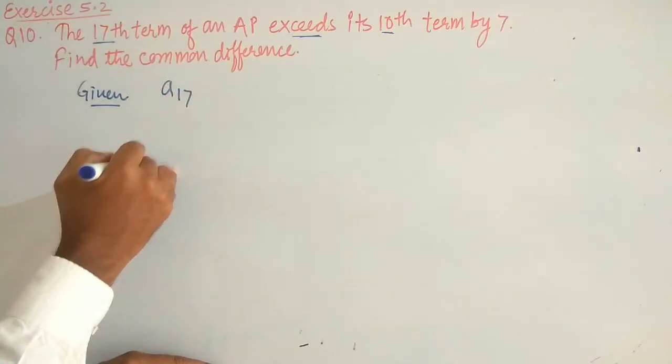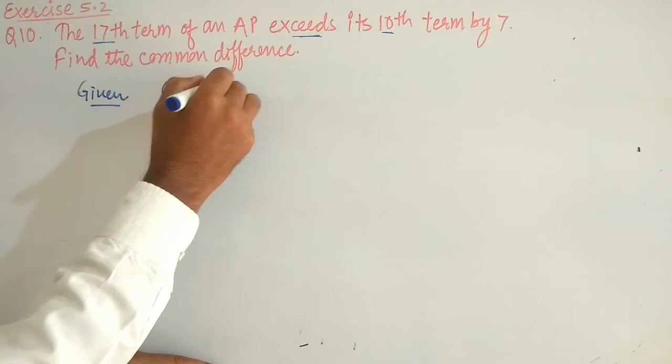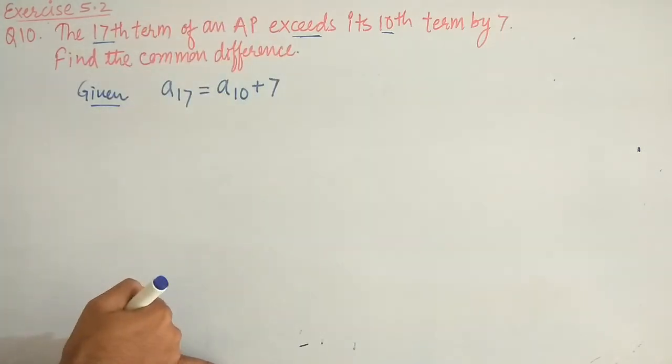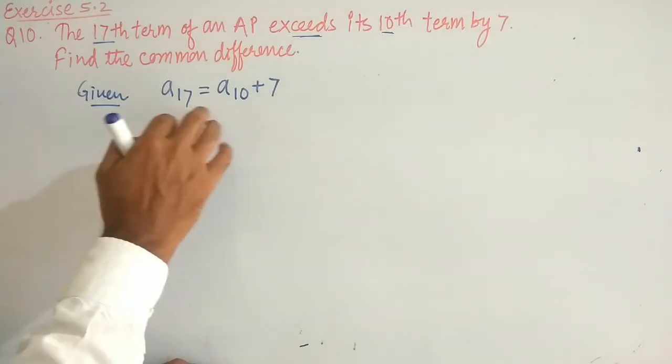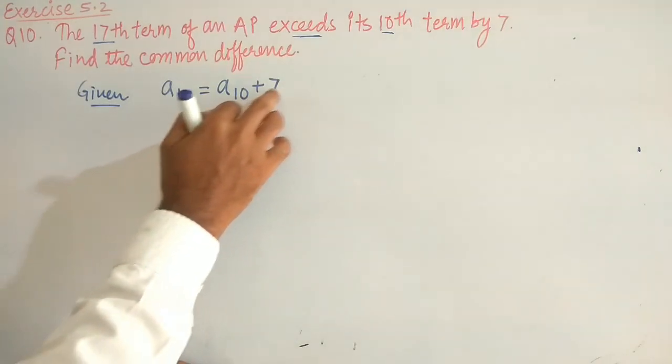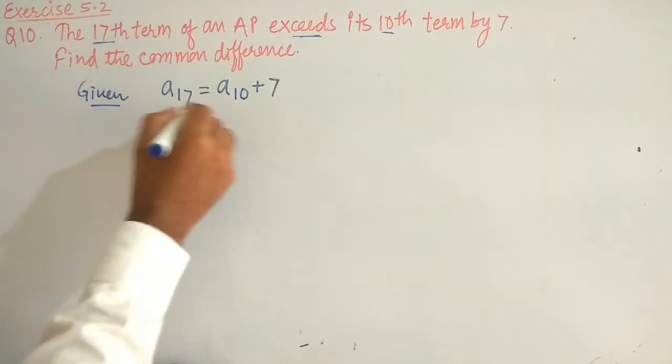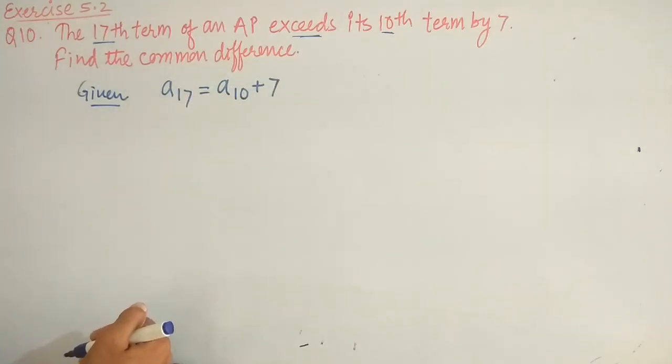17th term. This is the 17th term. ये 10th term से कितना ज्यादा है? 7 ज्यादा है. ओके. एक्सीड या मोर ग्रेटर तो हम क्या करते थे? प्लस. लेस इसमें क्या करते थे? माइनस. ठीक है. तो 17th टर्म जो है 10th टर्म से 7 मोर है. मीन्स एक्सीड है, 7 से ज्यादा है. ओके. This relation is given in the question.